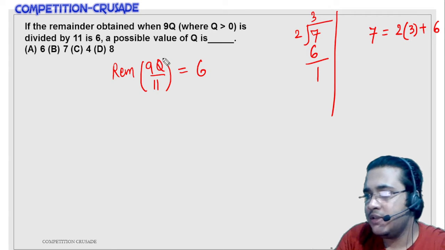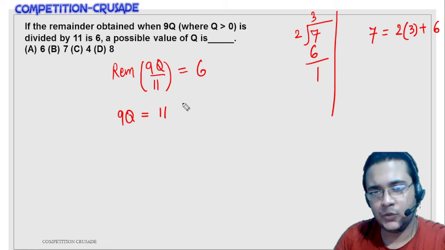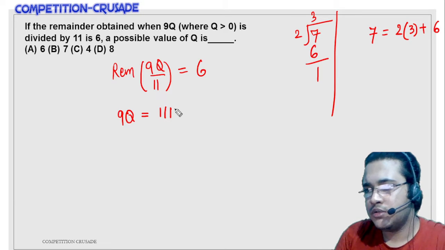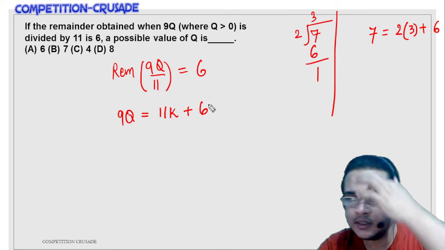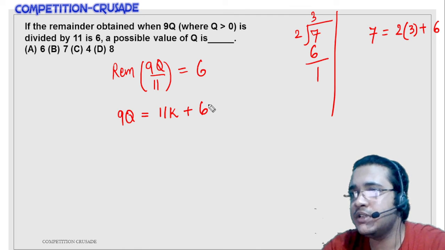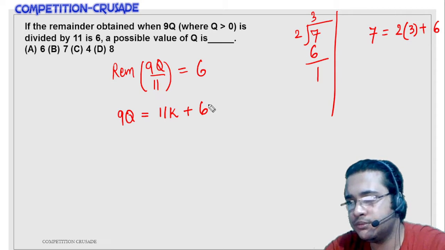Now always remember that the dividend is given to us. The divisor is 11, which is also given to us. The quotient I don't know, so I'll assume it as k, and the remainder is also given to me as 6. Now effectively this is the equation, and this equation is asking you to find out a possible value for q.